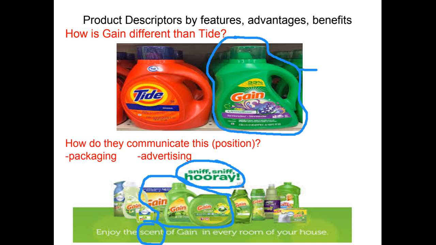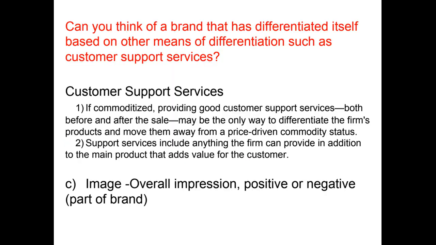Compared to Tide, Tide is very straightforward in terms of what they're offering. The regular Tide is always in orange, so again, kind of communicating that point. So this is an example of how we bring that packaging component into our branding.